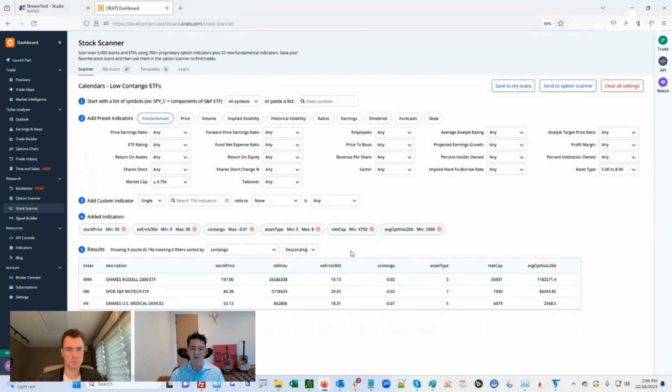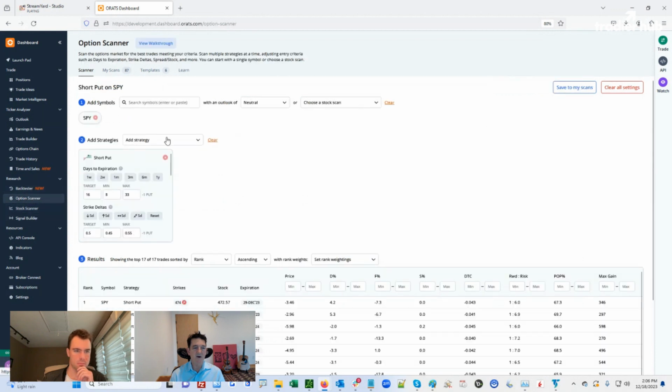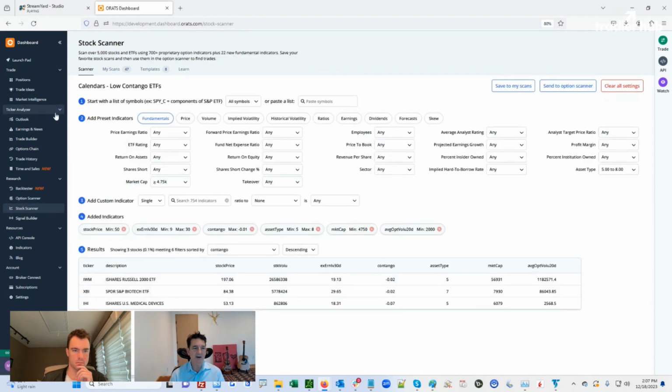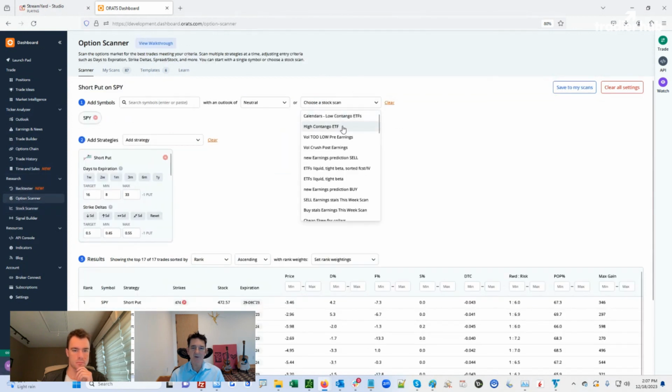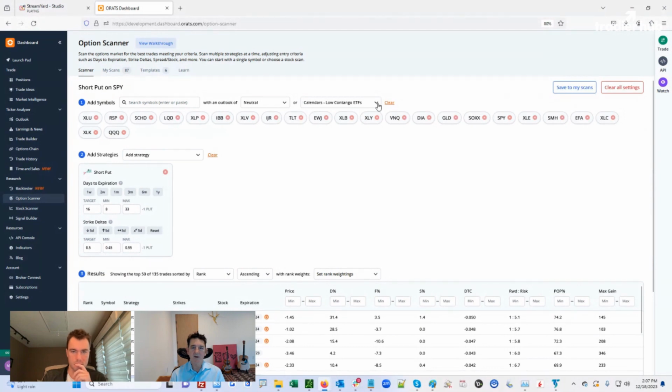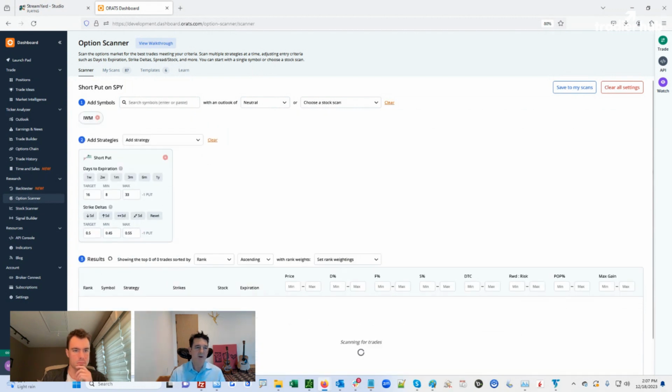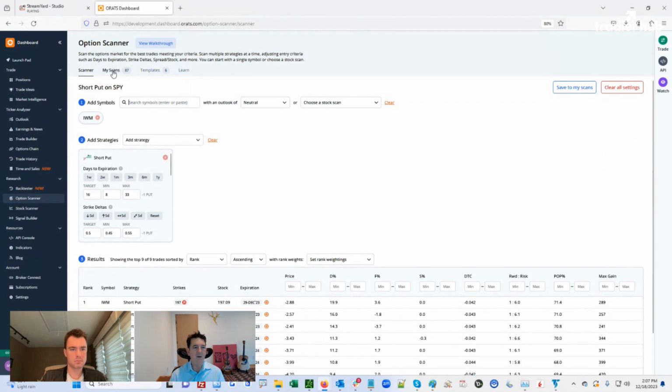So it looks like IBM's on here. So I went out and found a certain market cap, this is an asset type of ETF, where the contango is negative, volatility is within a certain range, and minimum option volumes over a certain amount. And so we found IWM. We could do this a couple of ways. Now I want to go to the option scanner, and we could bring in that stock scan. Of course, I forgot the name of the stock scan. Calendars low contango. So I'm going to look for calendars low contango and ETFs. For some reason it's bringing in more than that, so I'll clear that out, and I'll just put IWM.